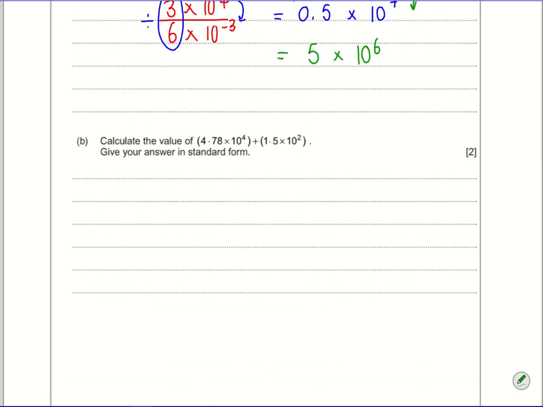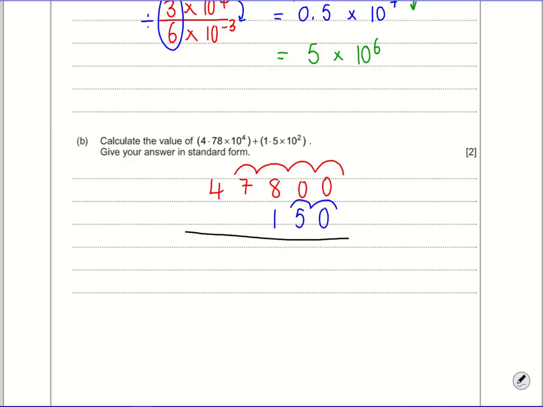Adding in standard form, the only thing you've really got to remember here is to take it out of standard form. So we've got a 4.78, and it's 4 jumps. So 1, 2, 3, 4. So that's 2 zeros on the end. And we've got a 1.5 times 10 to the power of 2. So that's 1.5, then 1, 2. And just make sure they're lined up properly, sort of pushed off to the right. Make sure your columns are lined up.